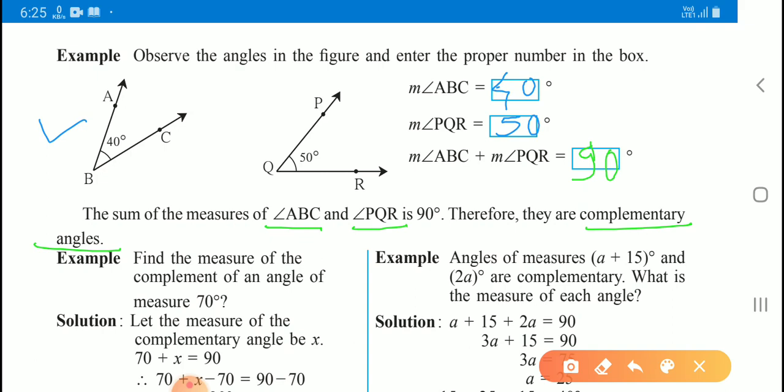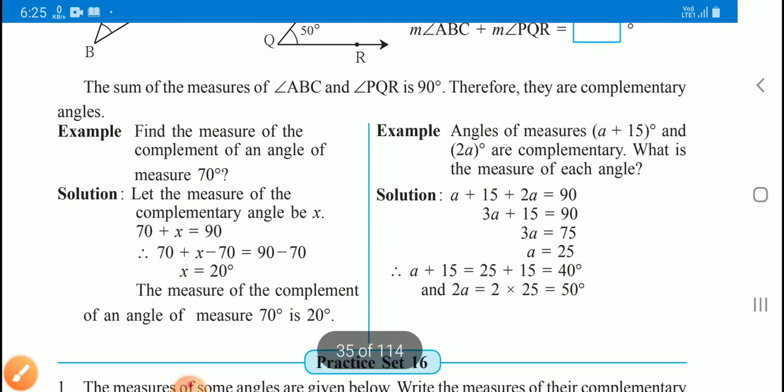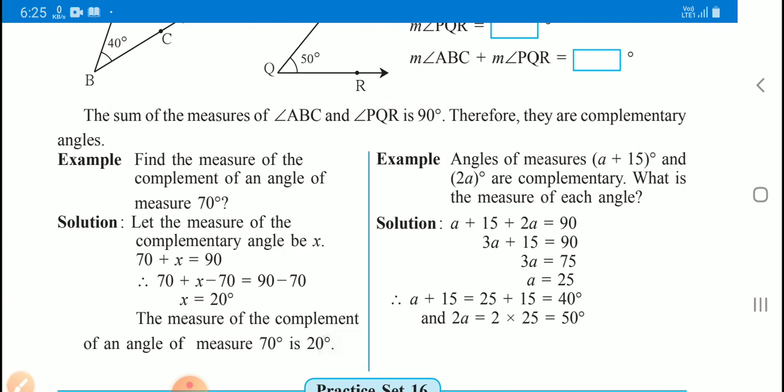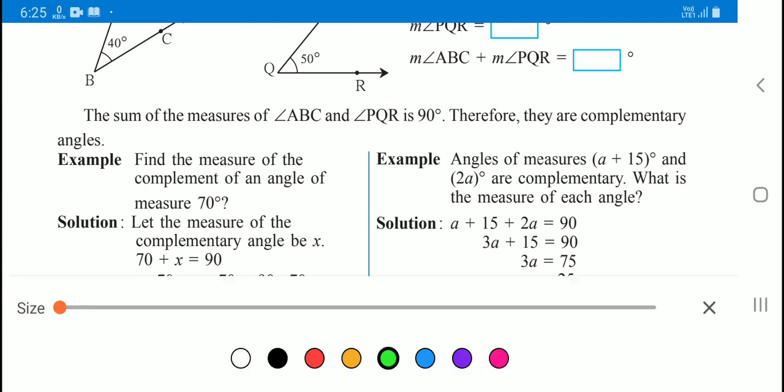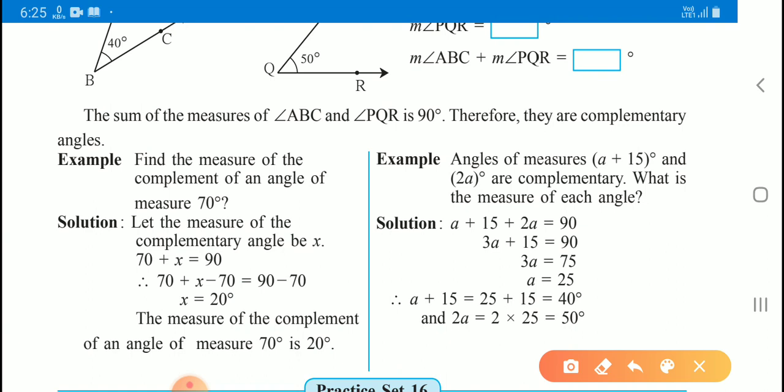Let us see the other examples. The next example is: find the measure of the complement of an angle of measure 70 degrees. In the same way you have to solve the example. Let the measure of the complementary angle be x. Then 70 plus x is equal to 90 degrees. Why do we take the measure 90 degrees? Because here we have to find the complement of an angle, and the sum of the measures of complementary angles is equal to 90 degrees. So here we take 70 plus x is equal to 90.